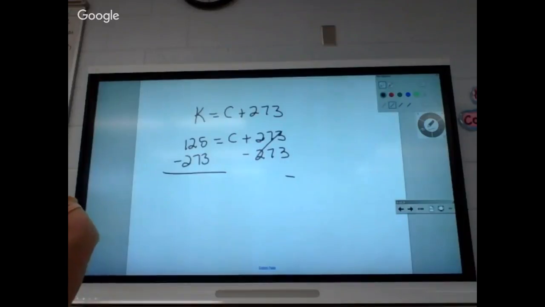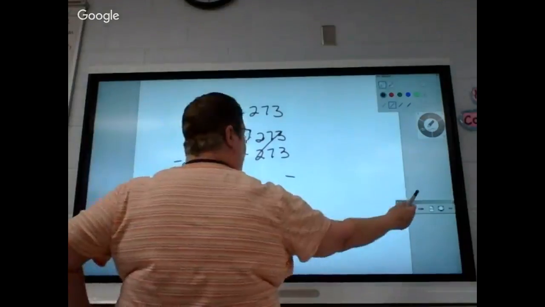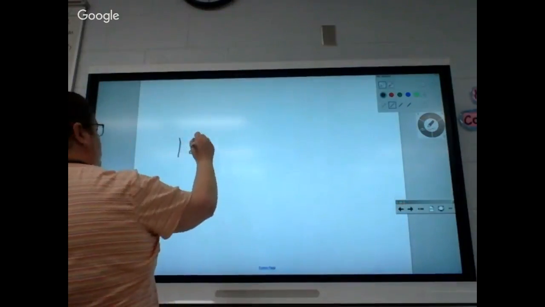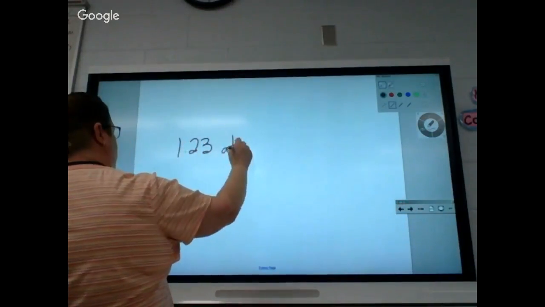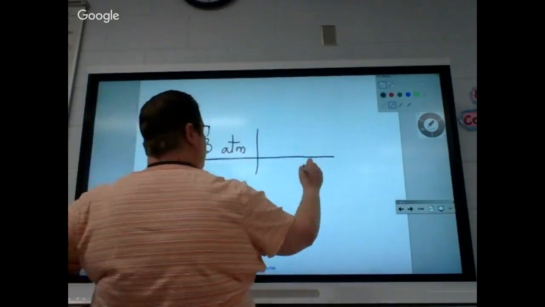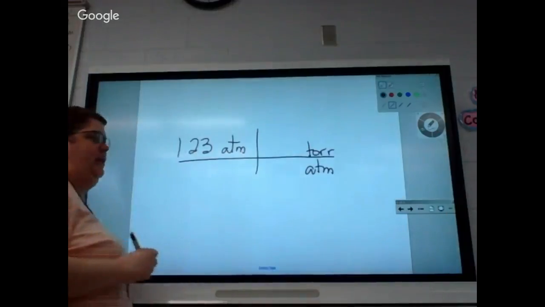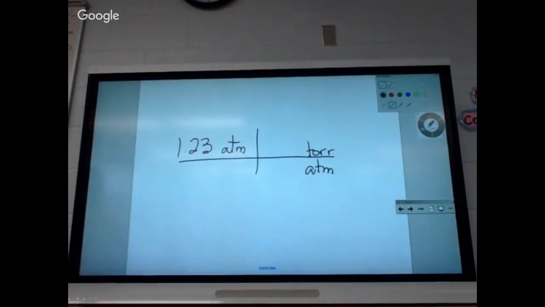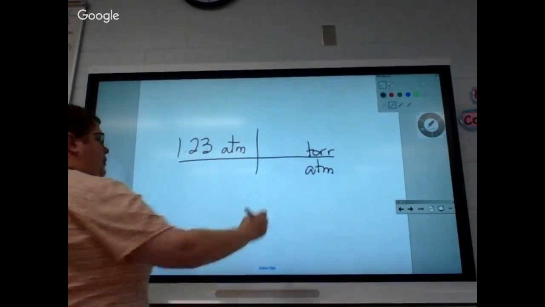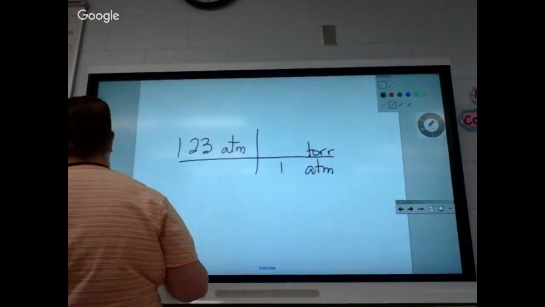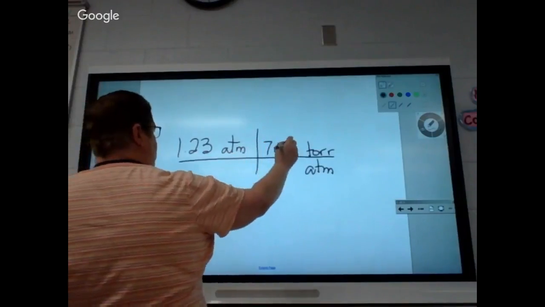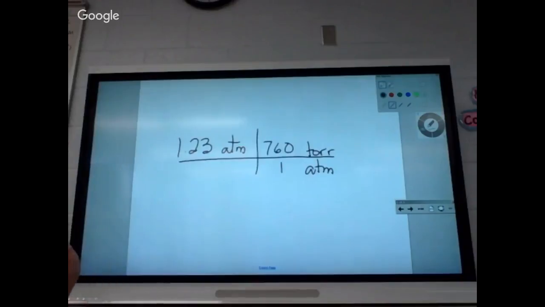All right. So 8, 1.23 atmospheres to torr. All right. Atmospheres to torr. What goes beside atmospheres? 1. Torr gets a what? 760. Right?